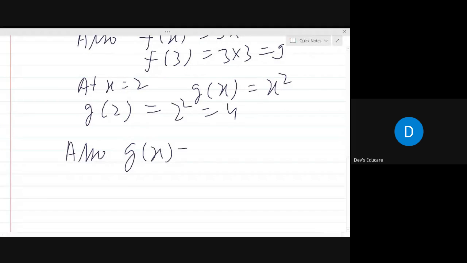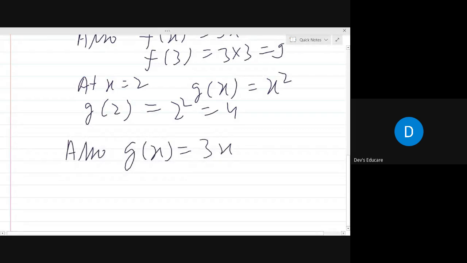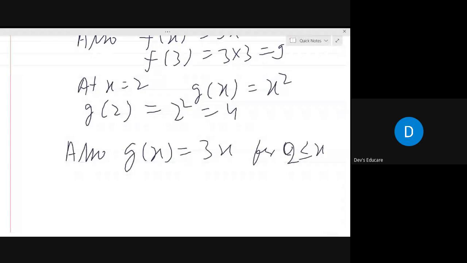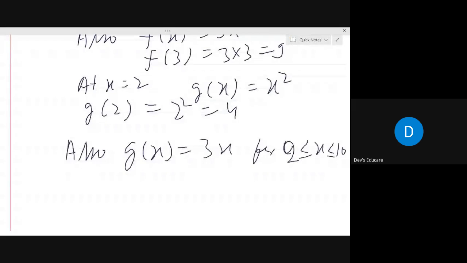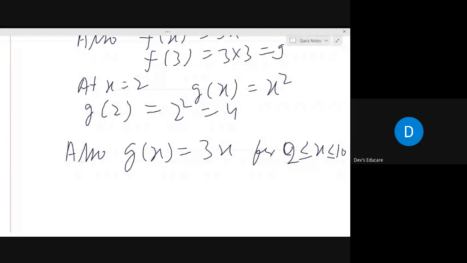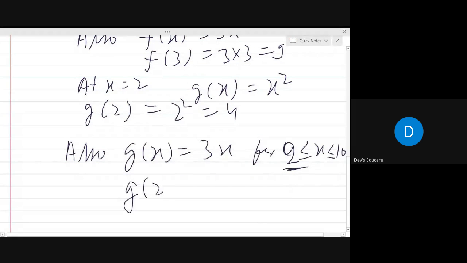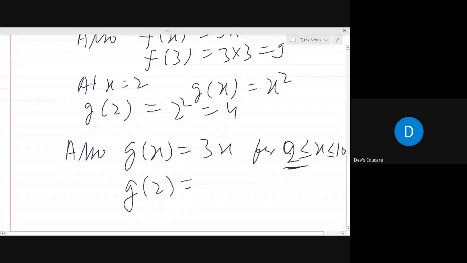And also g(x) equals 3x, for 2 less than or equal to x less than or equal to 10. Again, equality holds at x equals 2. Since the equality holds at x equals 2, we can check the value of the function at x equals 2. That will come to 3 into 2, that is 6.